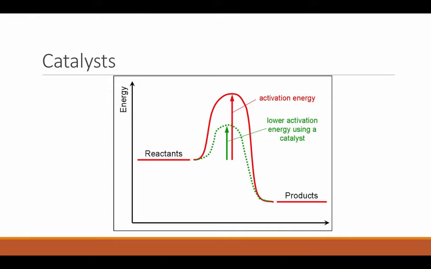Let's look more closely at how a catalyst works. On this graph, the red line represents the energy profile for an uncatalyzed reaction. As we said, if we add a catalyst to the system, it will lower the activation energy. The green dotted line represents this lowered activation energy. Notice that the addition of the catalyst has not changed the energy of reaction, the difference between the energy of the reactants and the products. However, it has changed the activation energy and the energy of the activated complex.